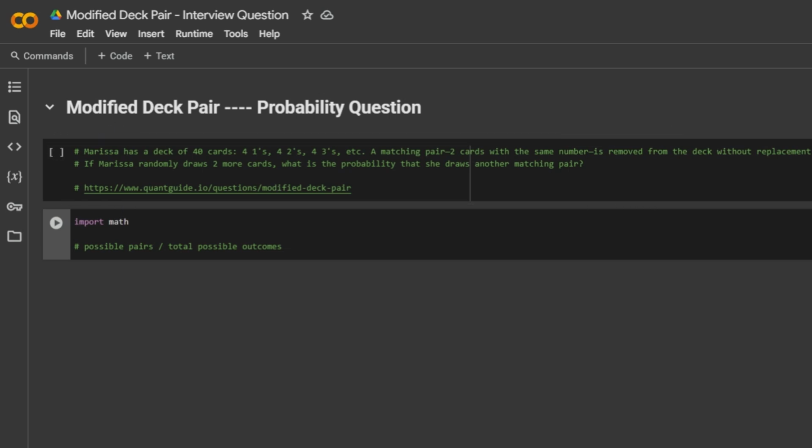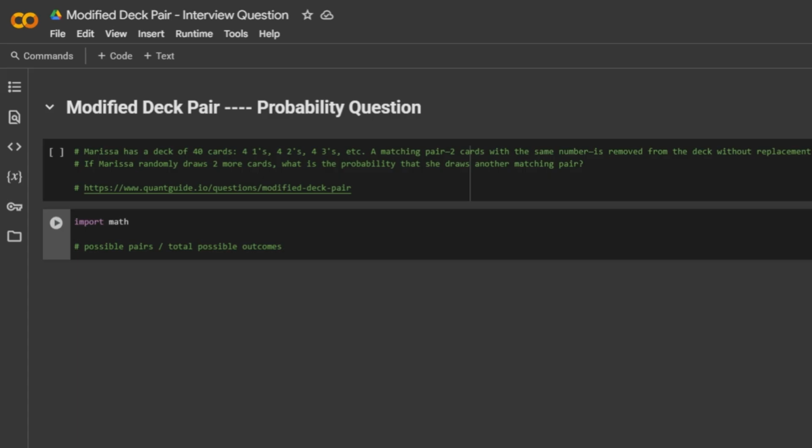In this tutorial, we're going to be going over the modified deck pair probability question that can be found on QuantGuide IO. Now, what this question is asking, it's saying Marissa has a deck of 40 cards, 4 ones, 4 twos, 4 threes, etc. A matching pair, 2 cards with the same number, is removed from the deck without replacement. If Marissa randomly draws 2 more cards, what is the probability that she draws another matching pair?